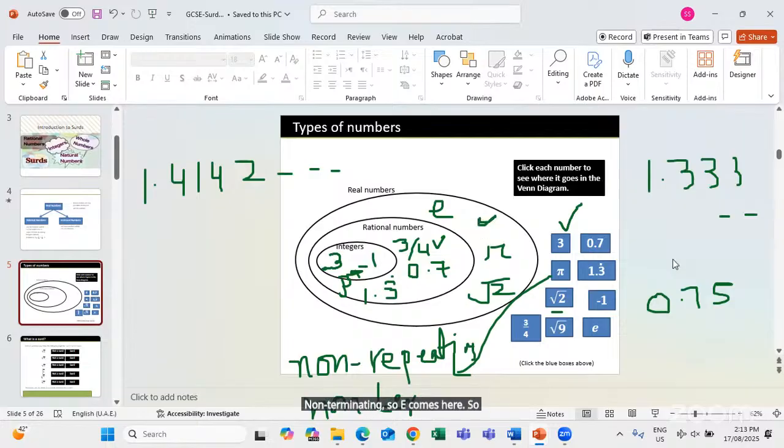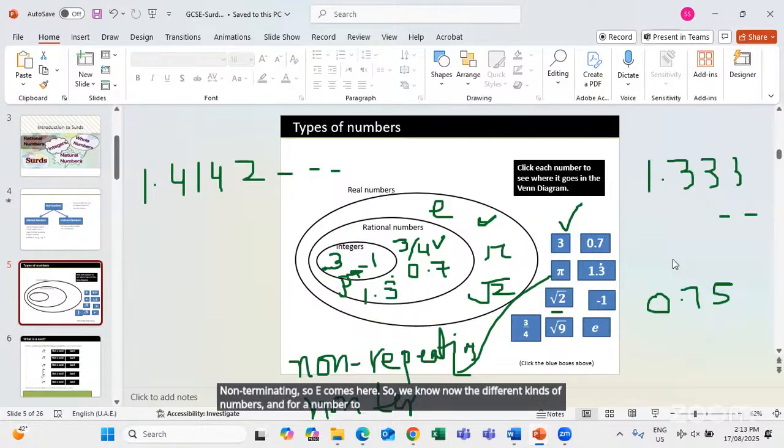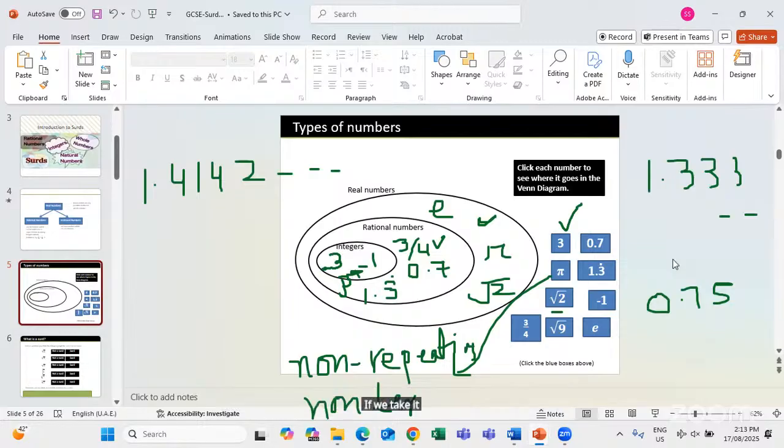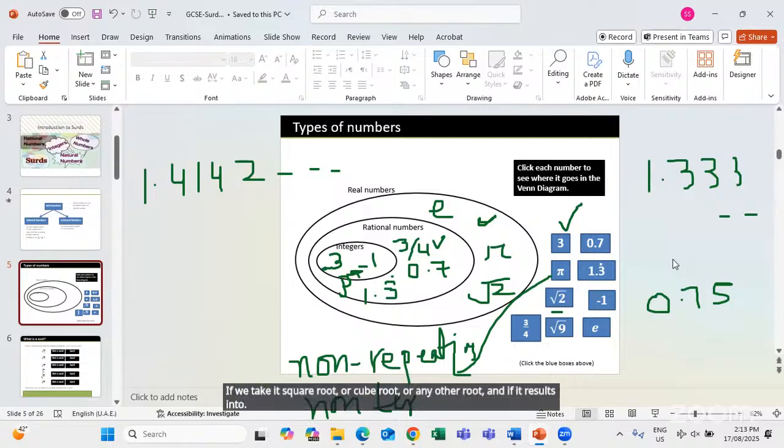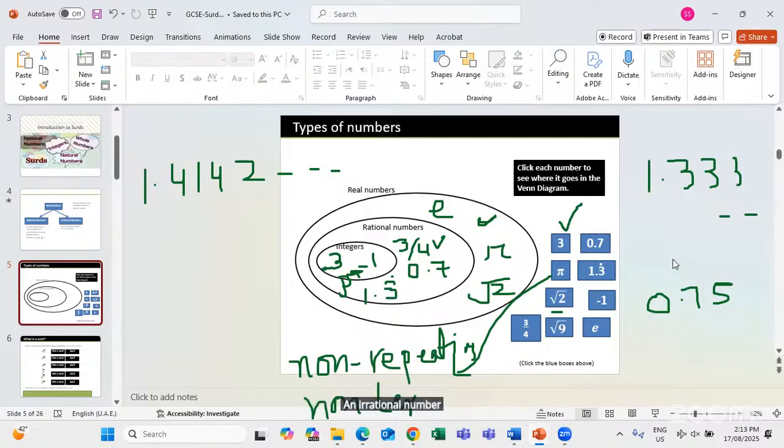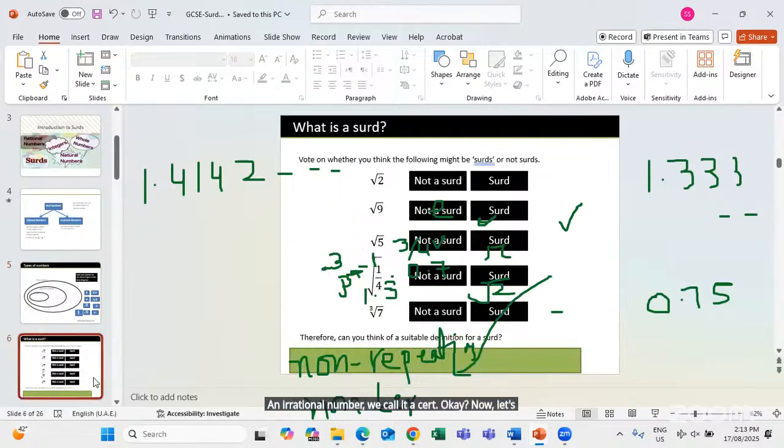So we know now the different kinds of numbers, and for a number to be a surd, if we take its square root or cube root or any other root, and if it results into an irrational number, we call it a surd. Okay, now let's go to the next part.